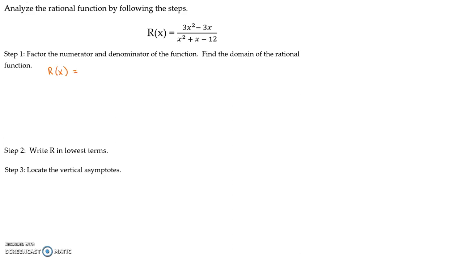So on top, we're going to notice that each term has a 3x in common that we can go ahead and take out. It's going to leave us with an x minus 1 inside our parentheses. And in our denominator, we're going to factor this into x plus 4 and x minus 3.